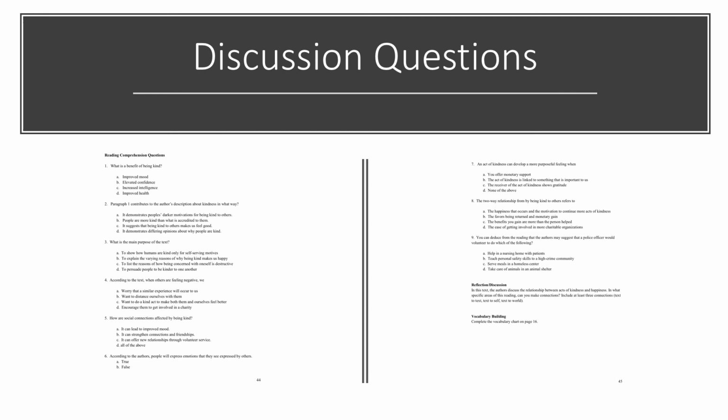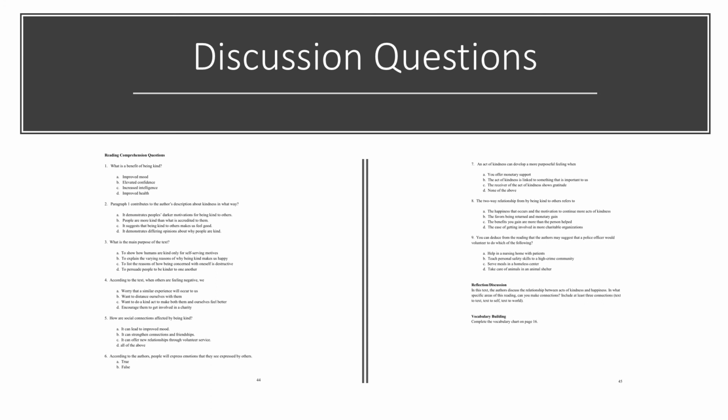Number 3, what is the main purpose of the text? If you recall, main purpose, main idea, that's the big idea. The answer is B, to explain the varying reasons of why being kind makes us happy. Number 4, according to the text, when others are feeling negative, we want to do a kind act to make both them and ourselves feel better.